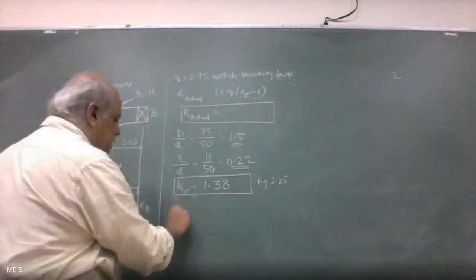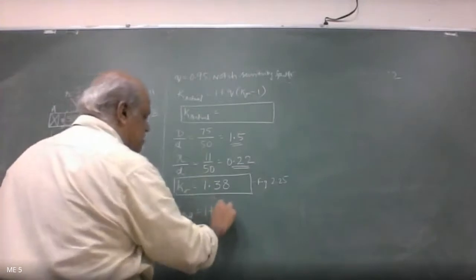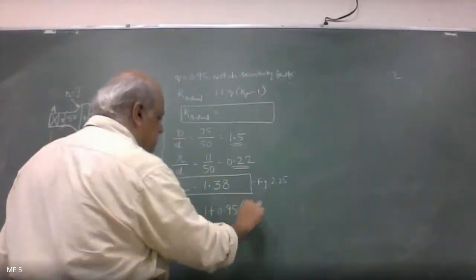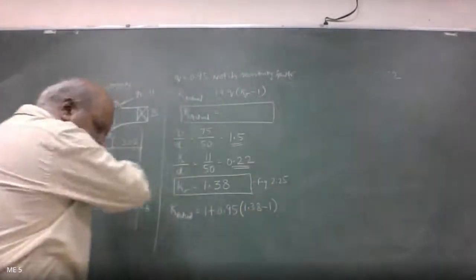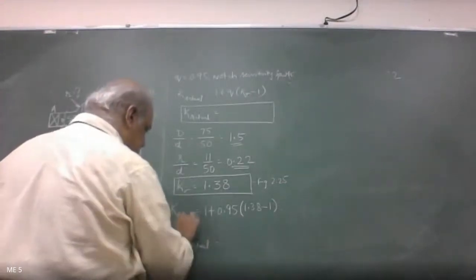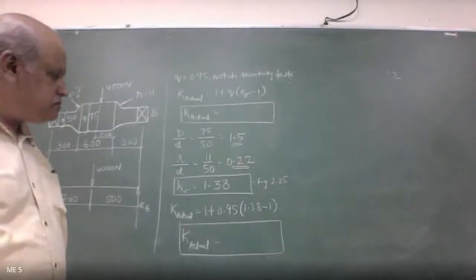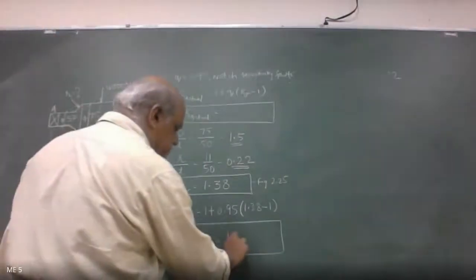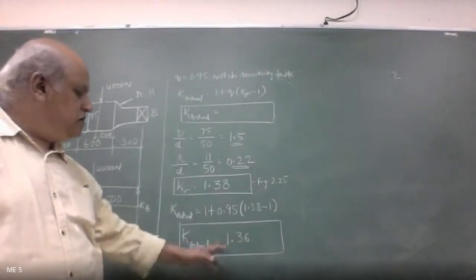So therefore, my stress concentration factor actual is going to be 1 plus q, which is 0.95 given in the problem, times K sigma, 1.38, minus 1. What is K actual now? 1.36. Is it? Yes, sir. Okay, 1.361. So that is K actual.